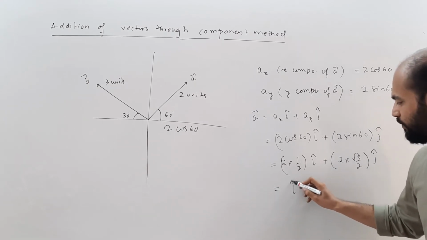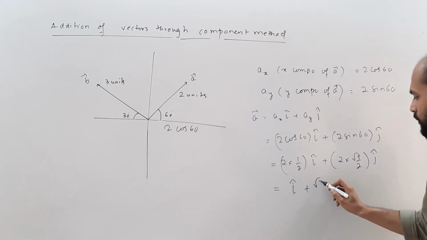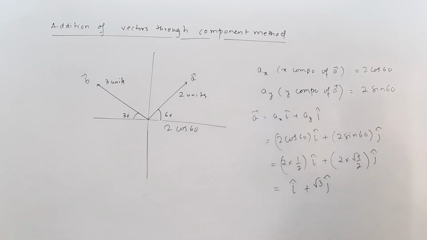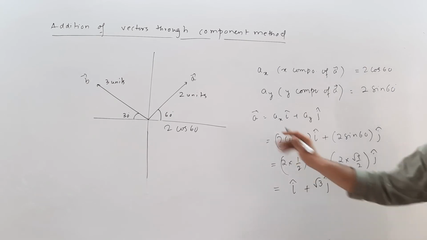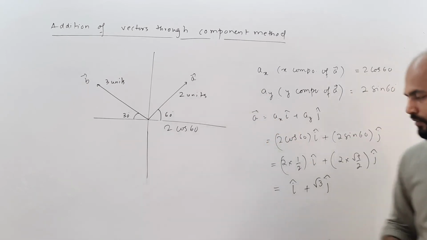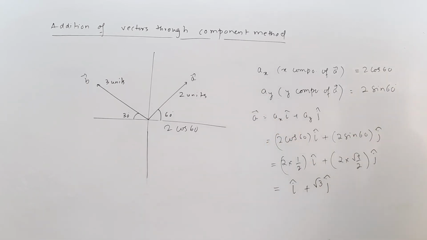So after simplification we get the vector as i cap plus root 3 j cap. So now can you see something? This vector is actually i cap plus root 3 j cap.